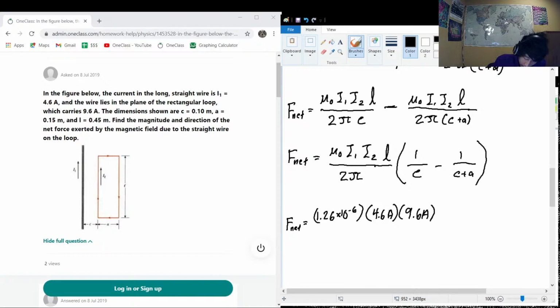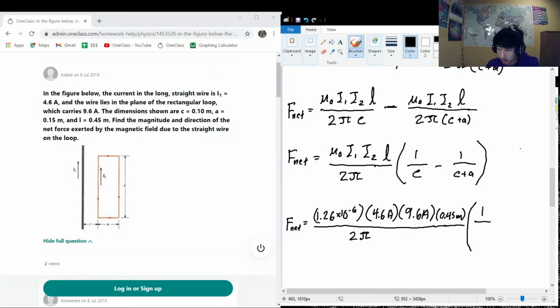Okay, then we divide that by 2 times pi. We'll multiply that by L, and L in this case is 0.45 meters. Then 1 over C. C is 0.1, minus 1 over 0.1 meters plus, and then the distance of A, 0.15 meters.